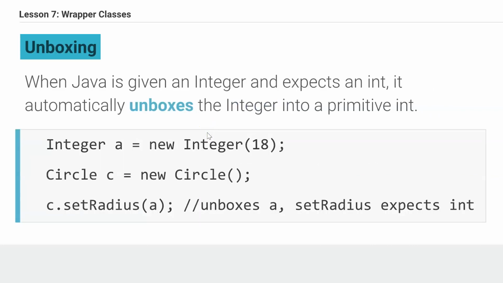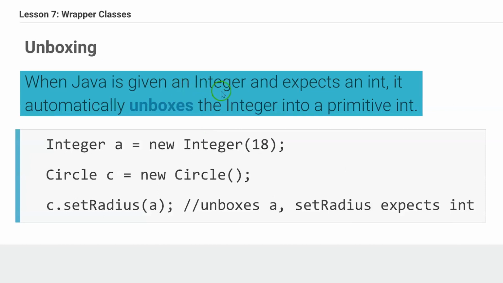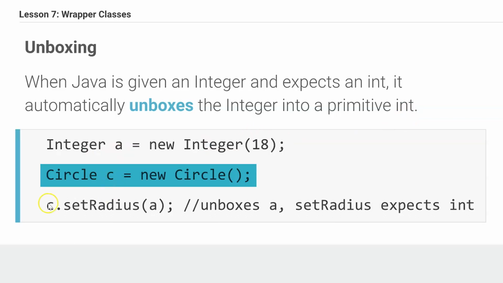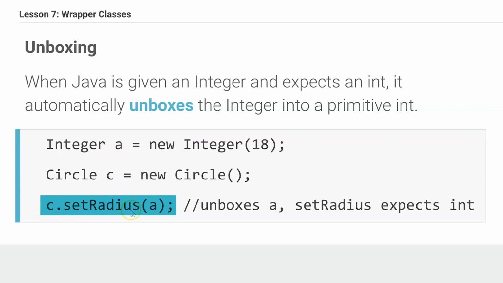And then unboxing is just the opposite of that. When Java's given an Integer and it expects an int, it automatically unboxes the Integer into a primitive int. So here we created a new Integer with the value 18, called it a. We created a new circle. And then when we call the setRadius method for our circle, it's expecting an int to be passed in, but this will not throw an error, because when Java gets an Integer but was expecting an int, it's just going to unbox that Integer and grab the value out of there. These two examples had integers, but keep in mind that this works for doubles as well.